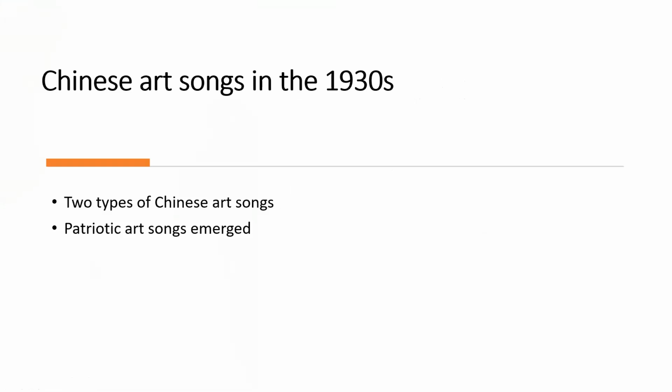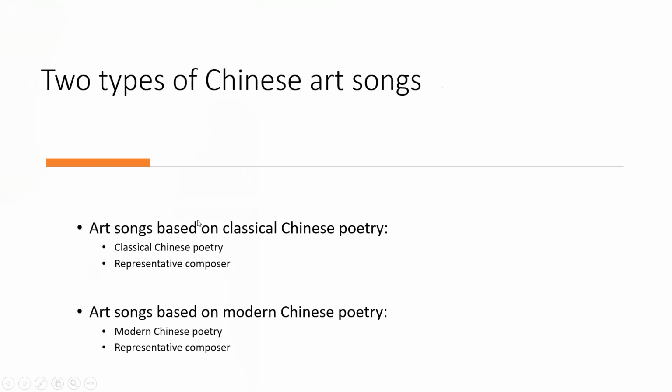So when we move to the 1930s for Chinese art songs, we're going to talk about 2 types of Chinese art songs. And we're also going to talk about the emergence of patriotic art songs. So we said there are 2 types of Chinese art songs. The first one is art songs based on classical Chinese poetry. And the second one is art songs based on modern Chinese poetry.